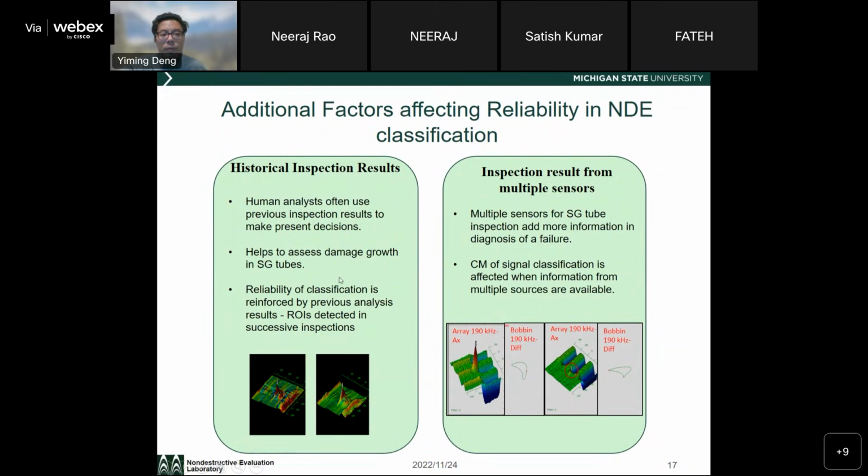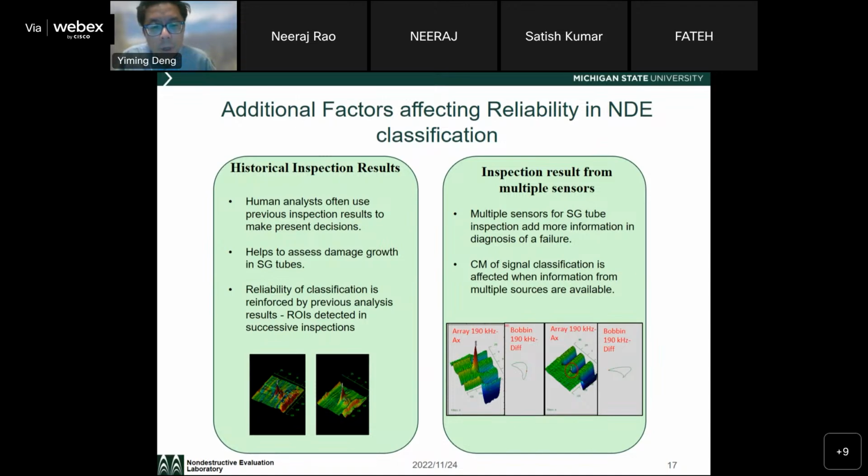Now, two more factors that we need to consider are historical data and, second, multimodality sensing information, or multiple sensors. How can we further incorporate them into our reliability analysis of NDE classification results? Before we do that, instead of reading those texts here, I would like to ask a few questions you can try to answer, even if you don't want to type in the chat window.